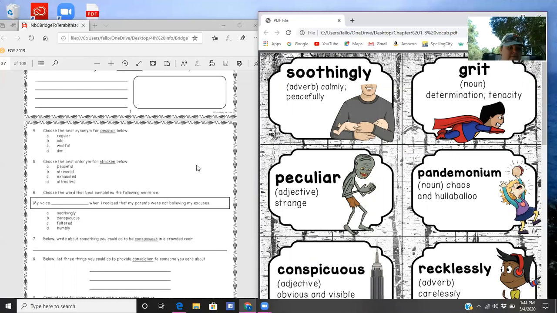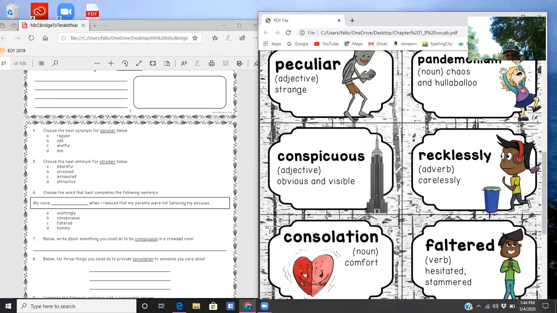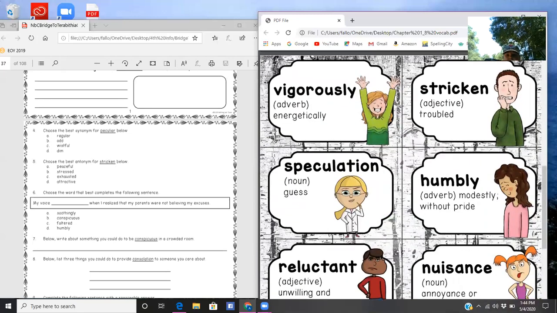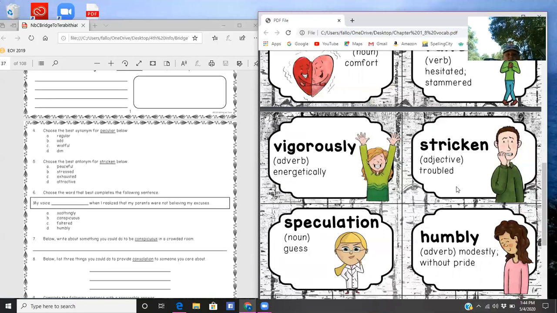Looking at number 5, choose the best antonym for stricken below. So we're going to find the word stricken right here, and stricken means troubled. They want an antonym. An antonym means the opposite. So the opposite of troubled. Is it A, peaceful, B, stressed, C, exhausted, or D, attractive? What would be the opposite of someone that's troubled?